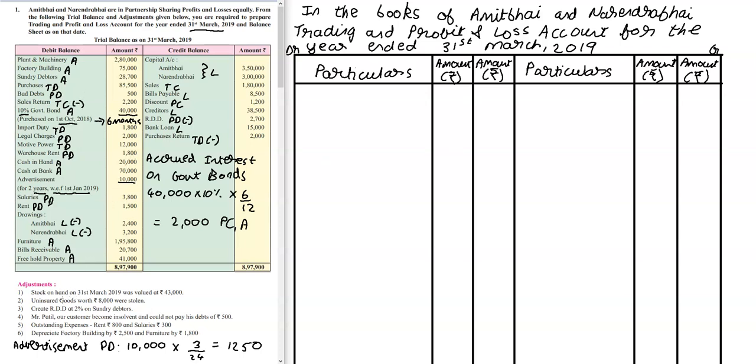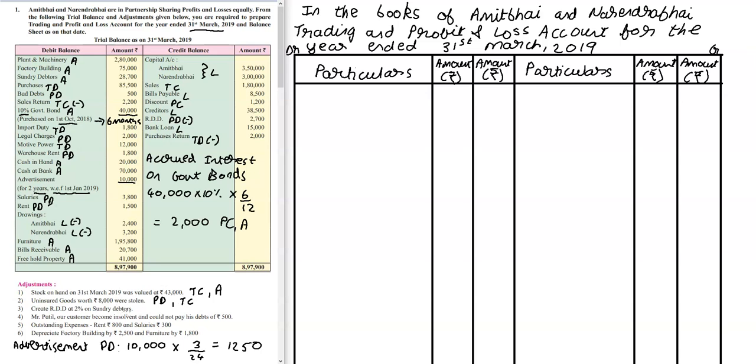Looking at our adjustments, we have a stock on hand on 31st March 2019. This is what we call closing stock. Now, it goes in two places: trading account credit side, balance sheet asset side. Uninsured goods worth 8,000 were stolen. Since they were uninsured, we get no insurance claim. The whole thing will go on the P&L account debit side as well as the trading account credit side. P&L debit all expenses and losses, but the goods itself are being stolen or taken out of the business, so we credit what goes out.